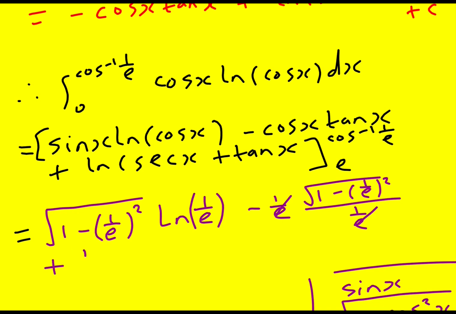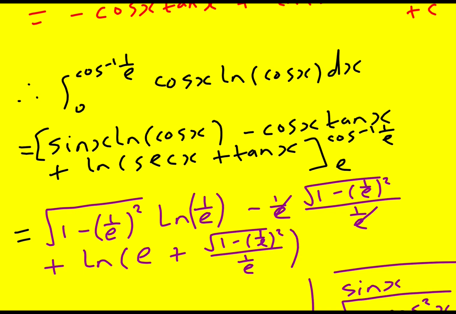Let's keep going. Plus ln sec x. Well, cos x, remember, is cos of inverse cos 1 over e. So sec x is just 1 over that. So it's just going to be e. And then I'll be left with this again. Tan x is going to be this 1 minus. This is not particularly nice, is it? Let's be honest.